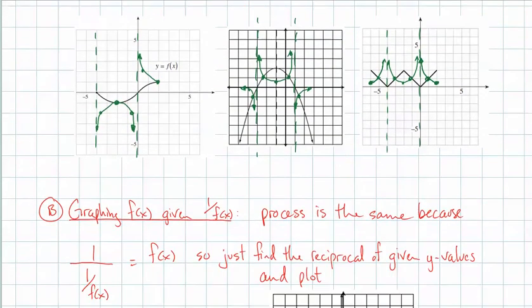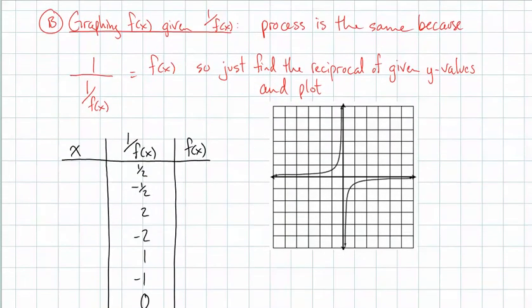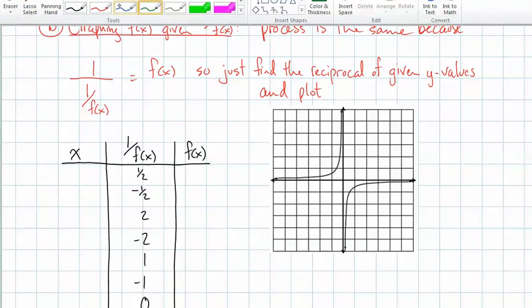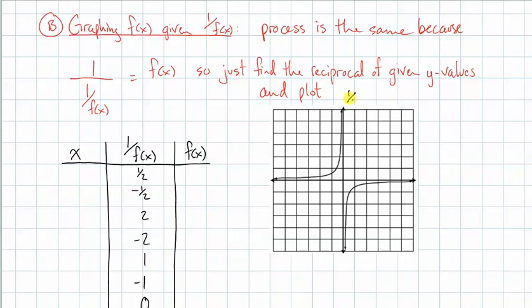I want to do one more thing with you, and that's this. How do I graph f of x if I'm given 1 over f of x? Well, the process is really the same, because 1 over 1 over f of x is f of x. So if I want a reciprocal of a reciprocal, the effects cancel. So we're really doing the same thing. Here's a graph of 1 over f of x. And we will do the exact same process to try to generate f of x.